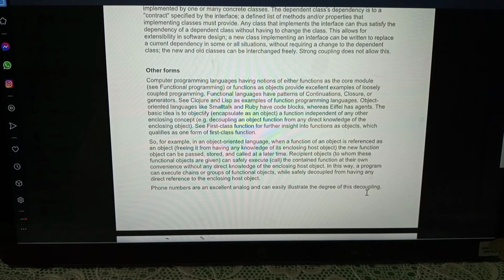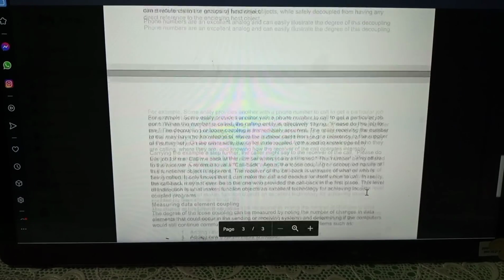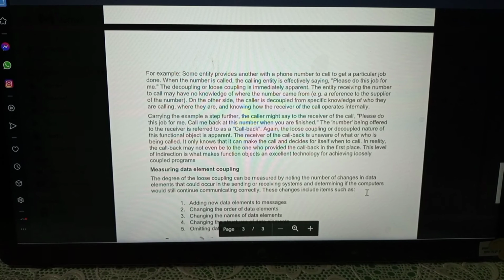So, phone numbers are an excellent analog and can easily illustrate the degree of this decoupling. For example, some entity provides another with a phone number to call to get a particular job done. When the number is called, the calling entity is effectively saying, "Please do this job for me." The decoupling or loose coupling is immediately apparent. The entity receiving the number to call may have no knowledge of where the number came from.